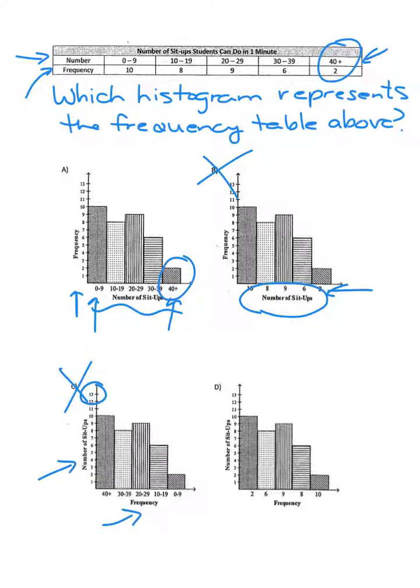In letter D, again, we have frequency 2 to 10, and we have our number of sit-ups. So again, this one's not labeled correctly either, so that one doesn't look very good.